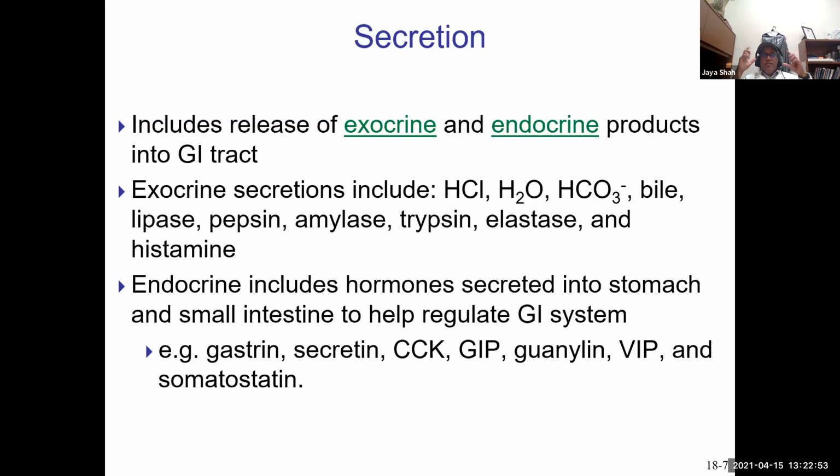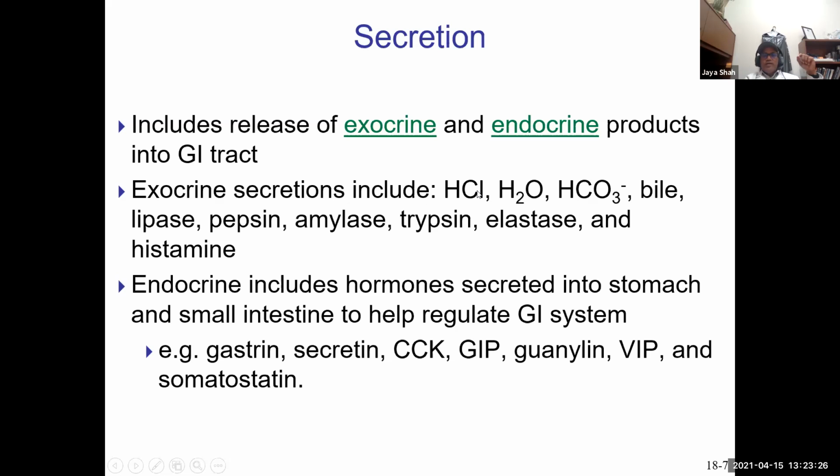Similarly, in the wall of the GI tract, there are several endocrine cells. For example, we have gastrin-producing cells. We have histamine-producing cells. And those hormones are not released as liquid into your GI tract. They are secreted by those cells and get into your blood. That's why we call them endocrine, because they have no ducts, and they are produced and delivered into your blood.